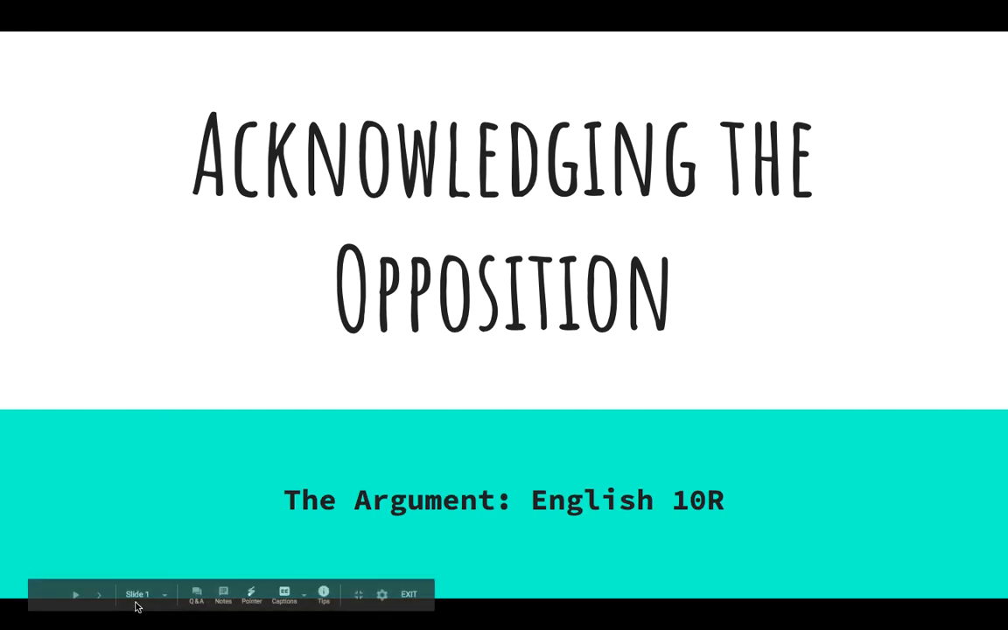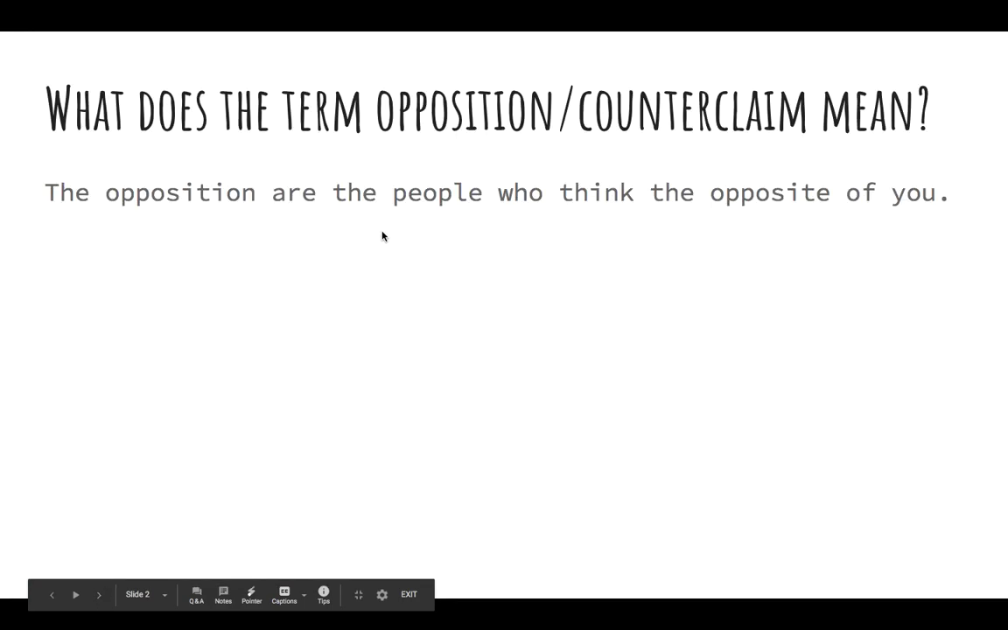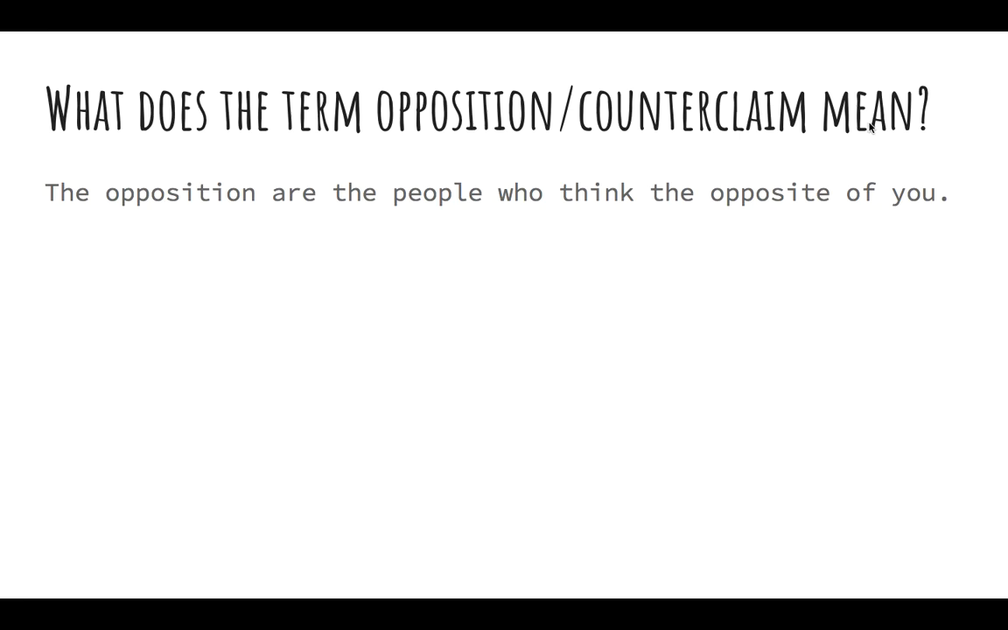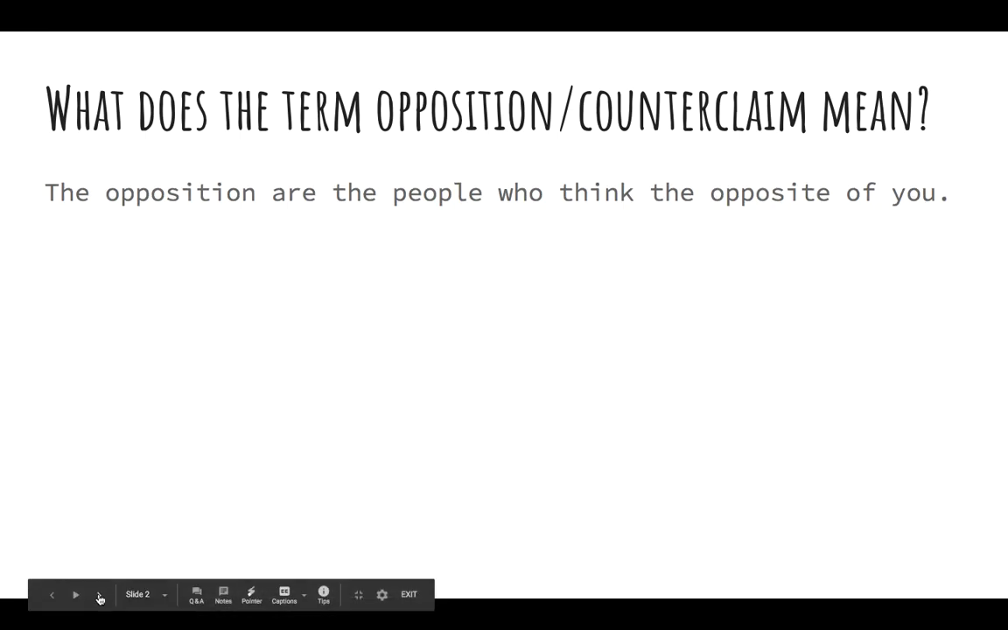Okay, so how do we do that? How do we acknowledge the opposition? Let's go through. Okay, so what does the term opposition counterclaim mean? The opposition, think of the word opposite, right? Are the people who think the opposite of you. So if you think self-driving cars should replace human drivers, the opposition would be the people who think that self-driving cars should not replace human drivers. If you think that pets should be allowed in the workplace, the opposition are the people that think the opposite of you. So think about when you get into an argument with someone. There's always 2 sides to that argument, okay? And there's always an opposition. There's always someone that believes different than what you believe, okay?